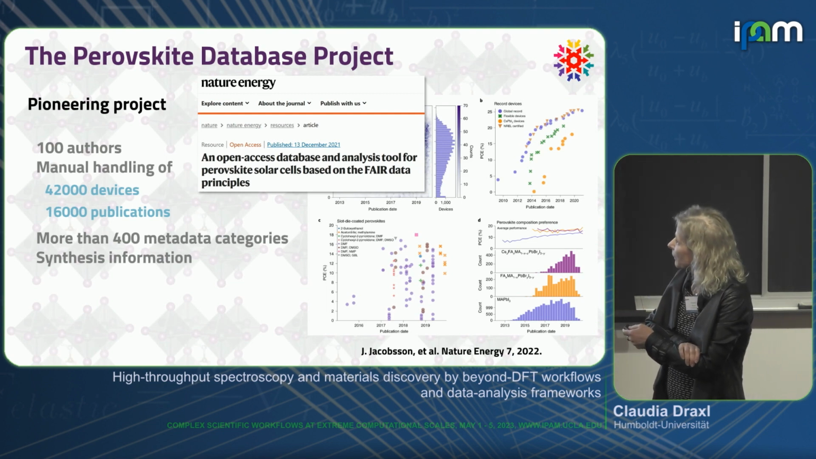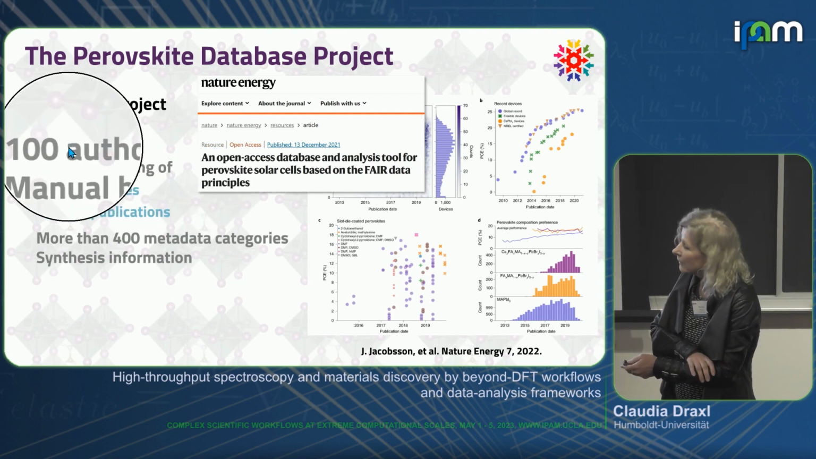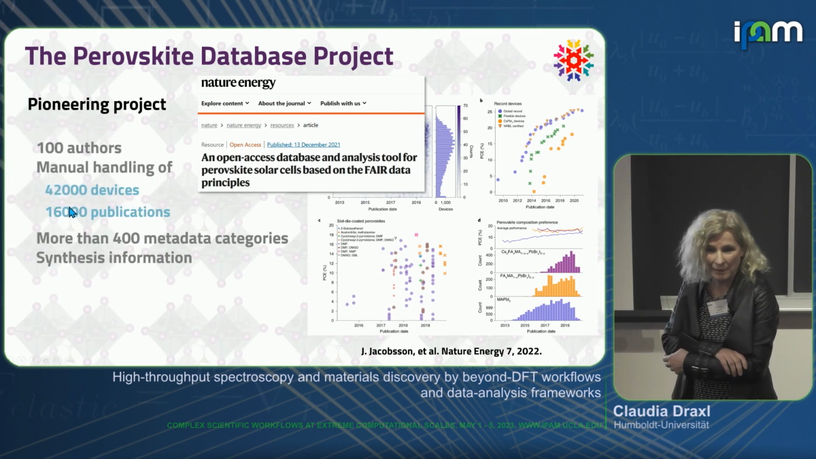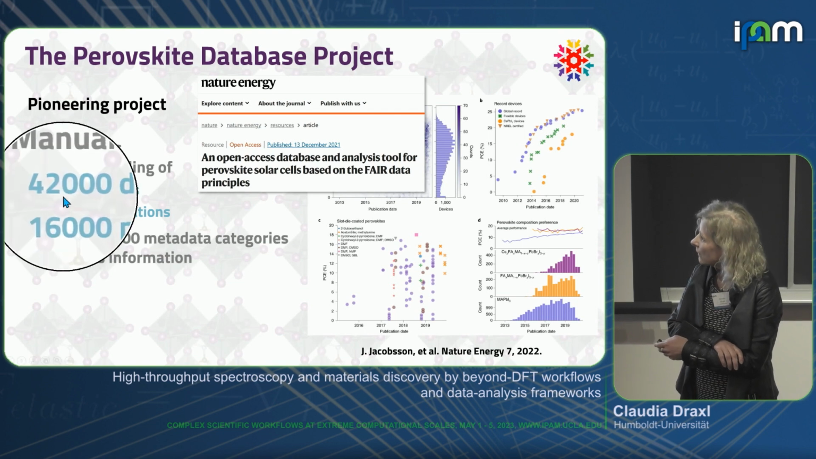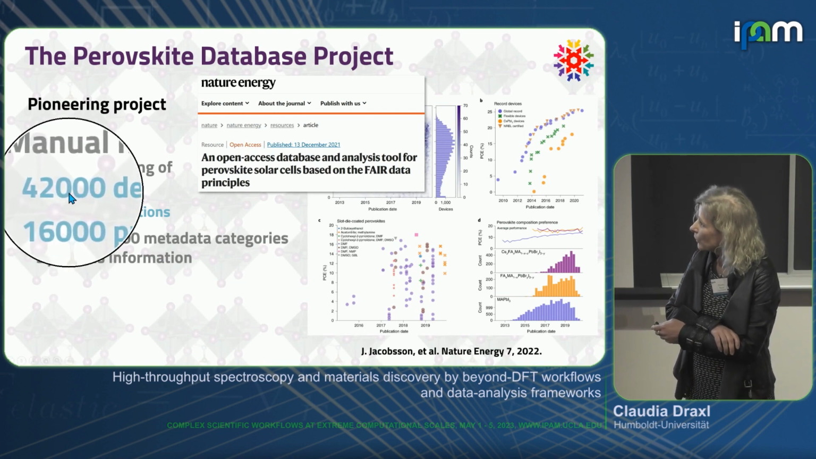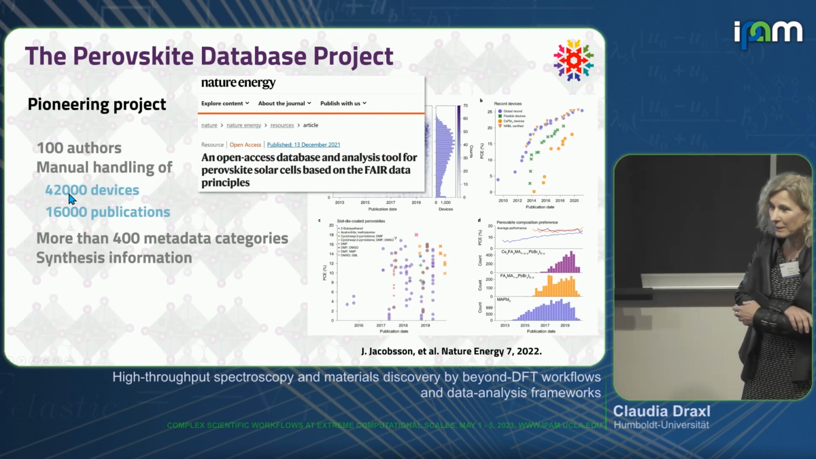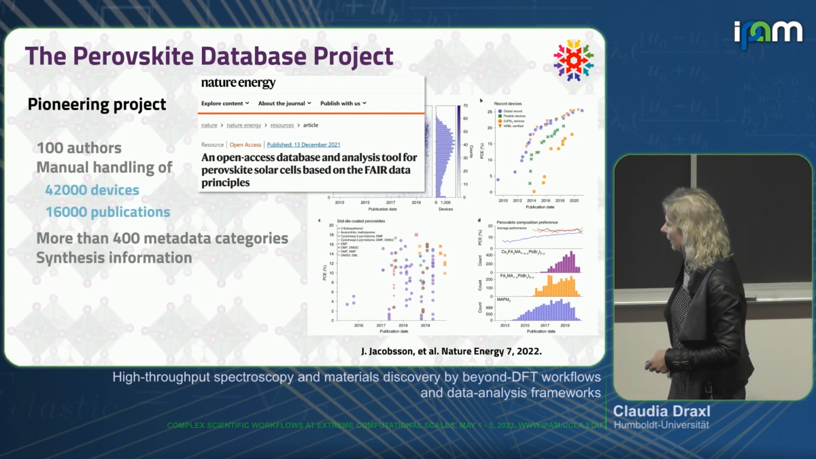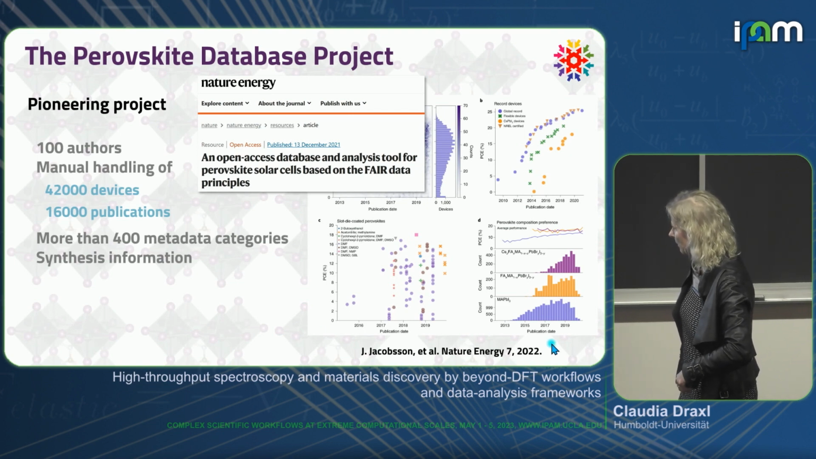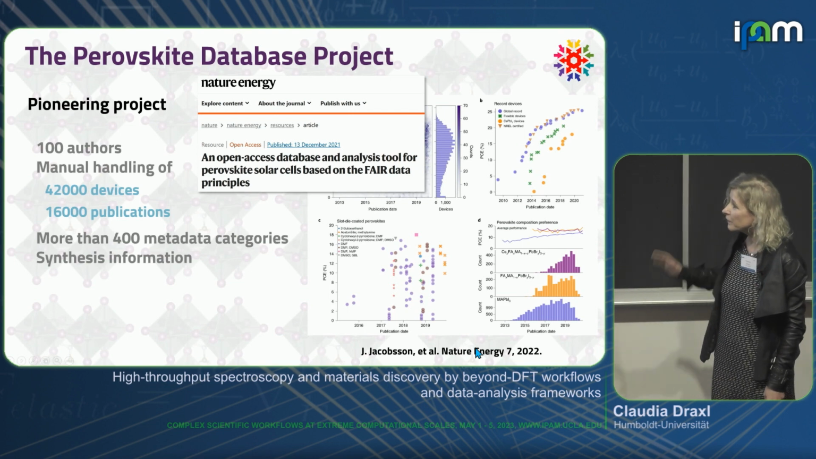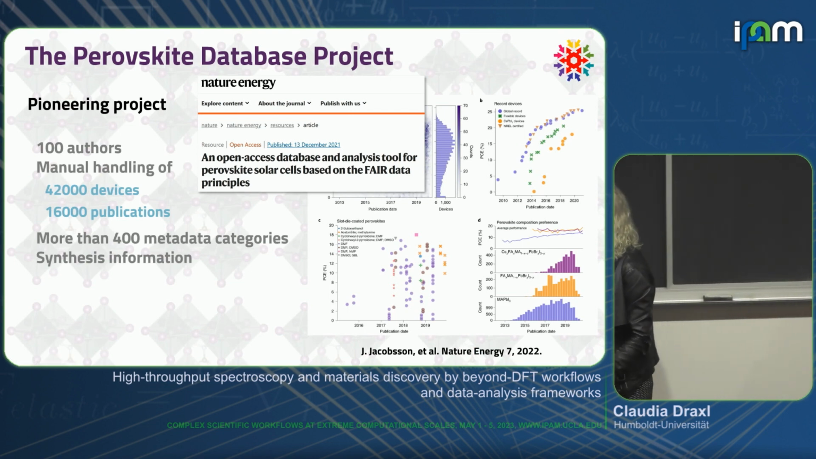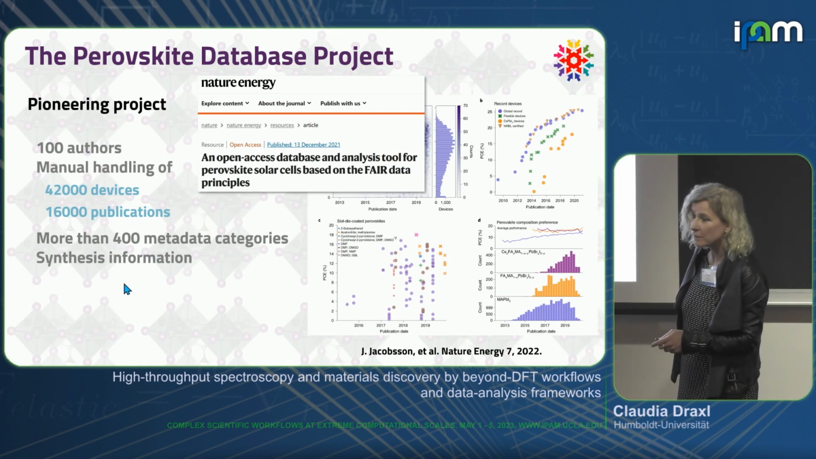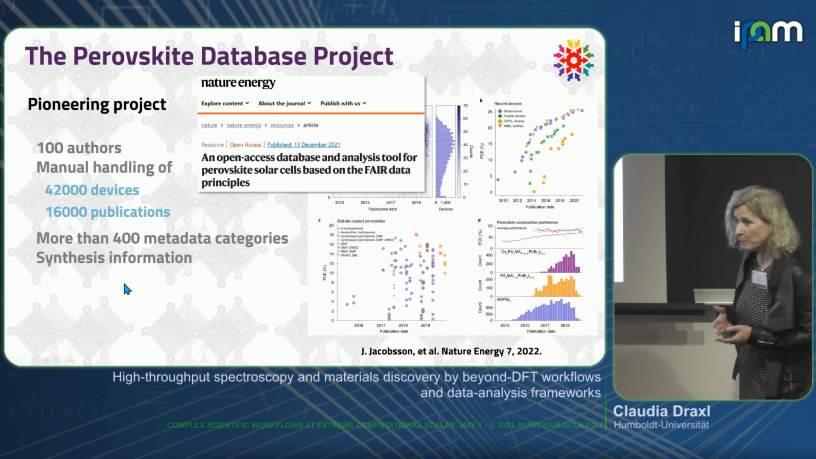And this is a community effort. You see, there are 100 authors involved. They have been reading 16,000 publications, and they have, by hand, digitized, so to say, 42,000 solar cells, right? So to bring everything into one publication at the end. It's a paper that appeared in Nature Energy 2022. So 42,000 devices, solar cells here, and of course they have defined all the metadata to describe these solar cells. They have added synthesis information. So it's a really very nice paper.